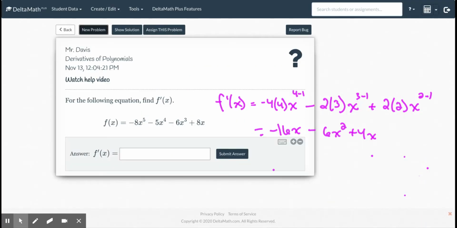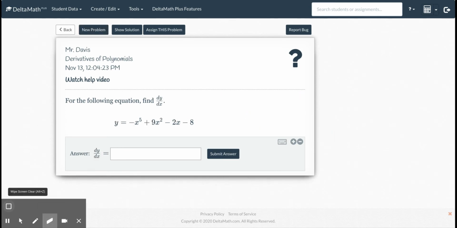So for this first section, should be pretty much a review. Hopefully these are easy for you. You have 8 of these questions. I'll just do one other one here. For this one, we're going to bring the 5 down in front. And also notice the different notation on this one, dy dx. Remember that's another notation for derivative. It means the same thing.